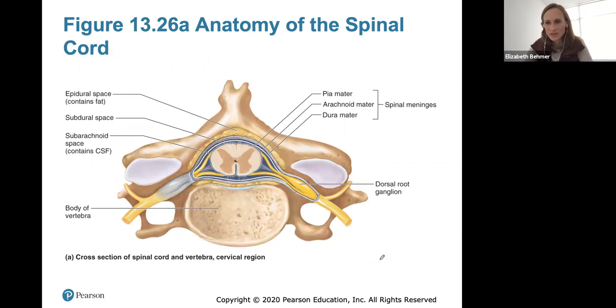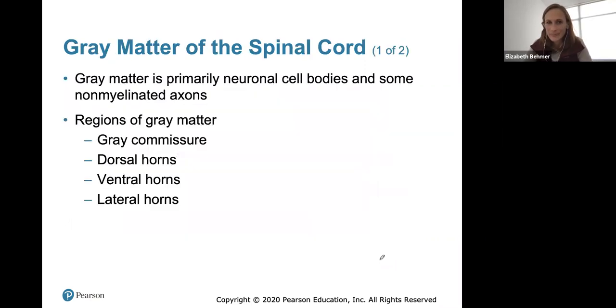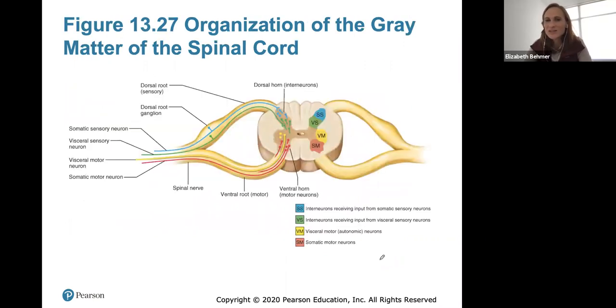I could include a picture like this in a lecture exam or a lab exam, just knowing where things are labeled, with the spinal meninges and everything else. And here's another great look at the anatomy of the spinal cord. You will see a picture like this on a lab exam or a lecture exam. The gray matter of the spinal cord is primarily neuronal cell bodies and some non-myelinated axons. Here's the gray matter divided into different regions, whether it's somatic, visceral, or motor. You should understand and be able to label a picture like this as well, knowing that sensory information comes in the dorsal side and motor information goes out the ventral side.